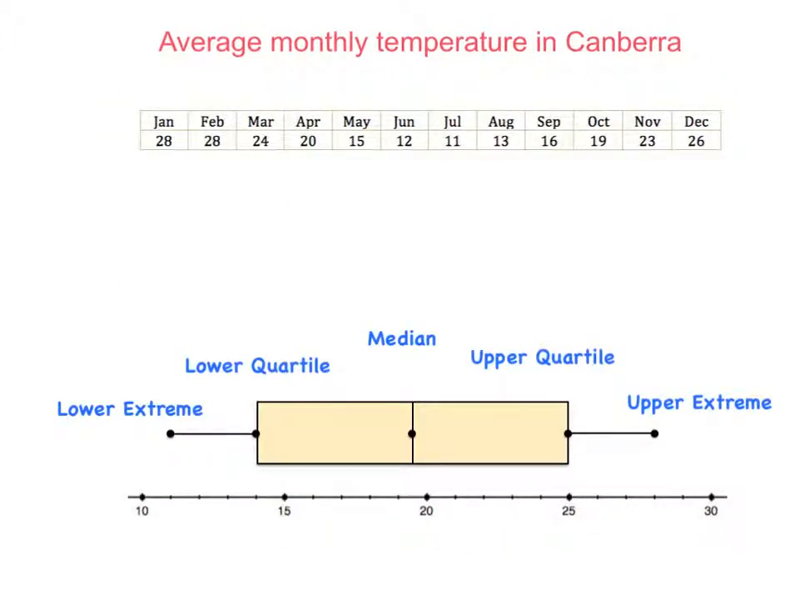So here's our finished product with our box and whisker plot, which shows our lower extreme, our lower quartile, the median score, the upper quartile, 25, and the upper extreme. And this is a way of summarising the average temperatures of each month in Canberra.